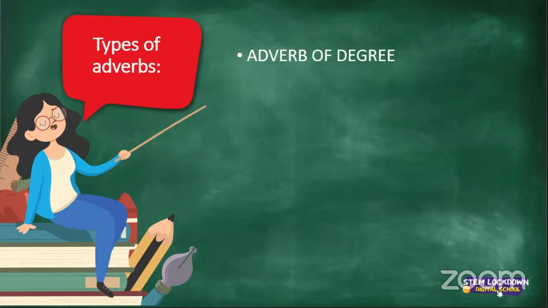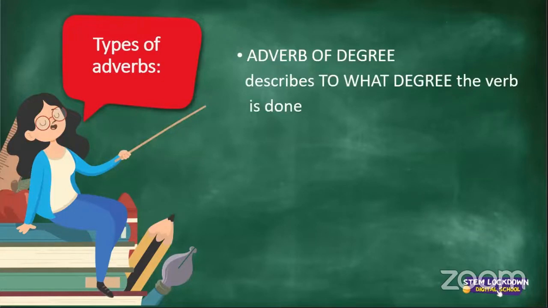Okay, our next one is adverb of degree. Later on, we're going to look a little bit more closely at this one. For me, this one is the hardest of the adverbs, but if you really understand it, then it's not that hard at all. An adverb of degree describes to what degree the verb is done. In the example, you'll understand more. Here is my example. Namsa was very tired.